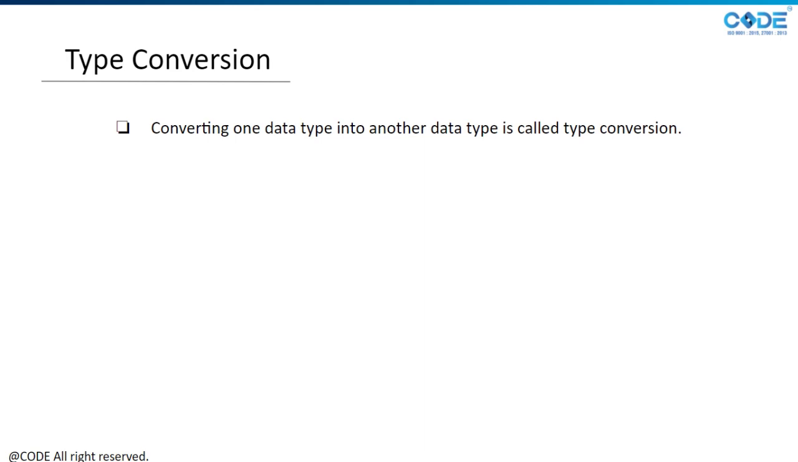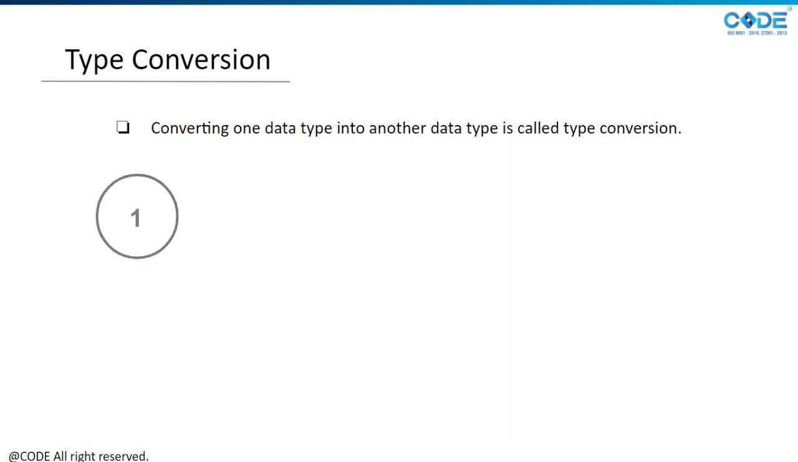So our next topic is type conversion. First, start with its definition. It says converting one data type into another data type. For example, we have 5.62, which is a float number. Now if we convert it to int, it becomes 5. To understand it, we will do practicals at the end of the session.